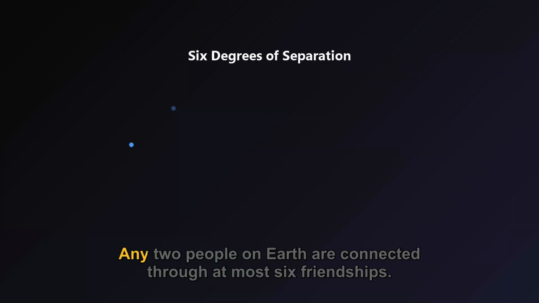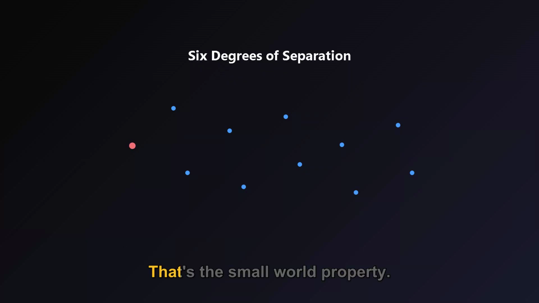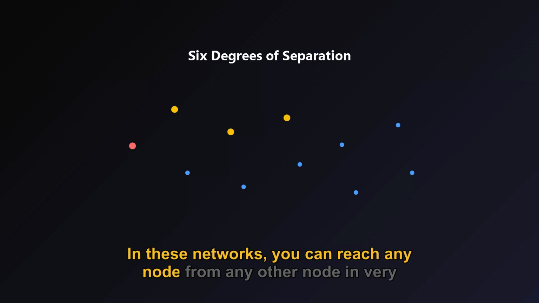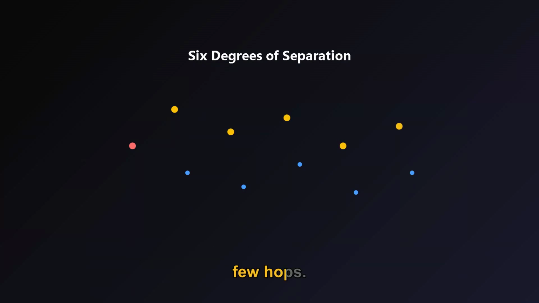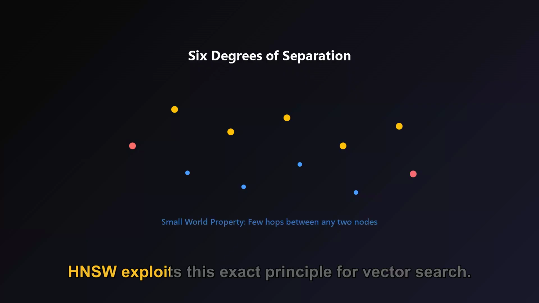You've heard of 6 degrees of separation. Any 2 people on Earth are connected through at most 6 friendships. That's the small world property. In these networks, you can reach any node from any other node in very few hops. HNSW exploits this exact principle for vector search.